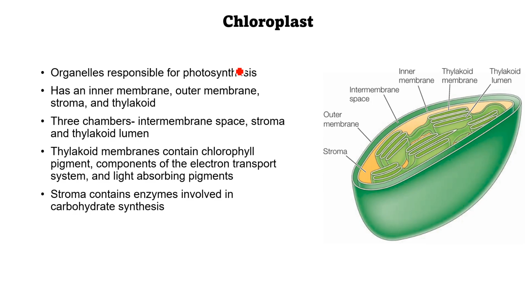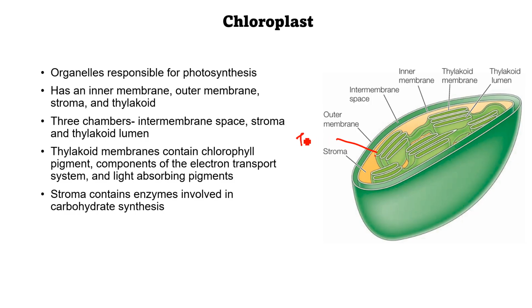So chloroplast is another organelle which is very similar to the mitochondria in the sense that it has an inner membrane and an outer membrane, and between them there is an intermembrane space. Another striking feature of the chloroplast is that it has another membrane system inside it, formed by thylakoids. You see these disc-like structures present inside the chloroplast. These are called the thylakoids.